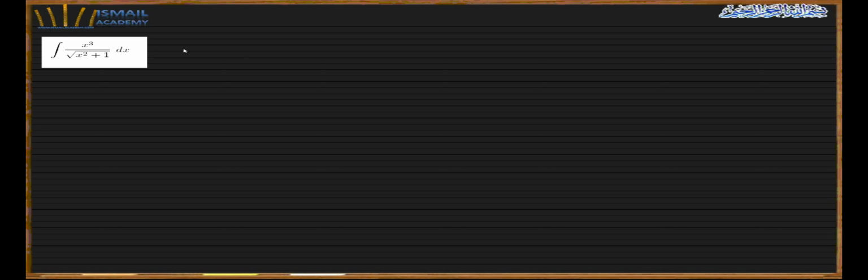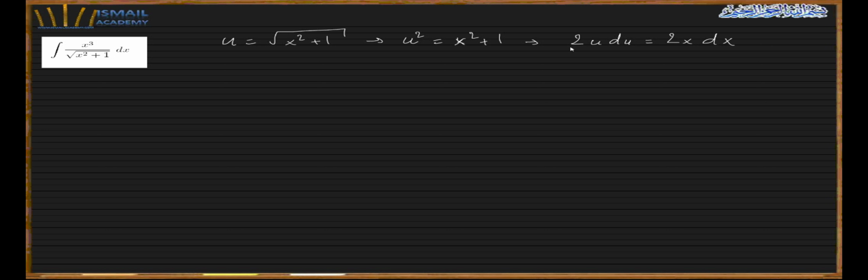That means here I will choose my u to be the square root of x squared plus 1. So I will square both sides, so I will have u squared equals x squared plus 1. Then I take my derivative, so here I will have 2u du equals 2x dx.